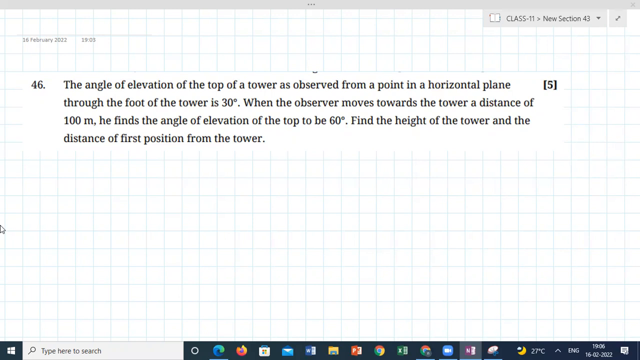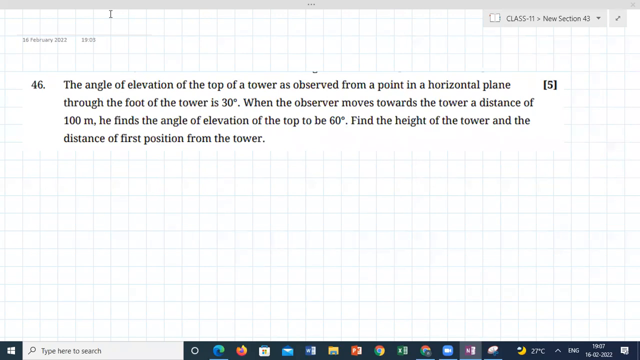Sir, is the answer 50 meters, sir? One second. He's asking, find the height of the tower and the distance of the first position. What is the height of the tower? It will be 50 meters, sir. Sorry? Sir, the distance of the first position from the tower will be 50 meters, sir. That means you are saying x value, correct? Yes, sir. x value will be 50 meters, and height will be 50 root 3.